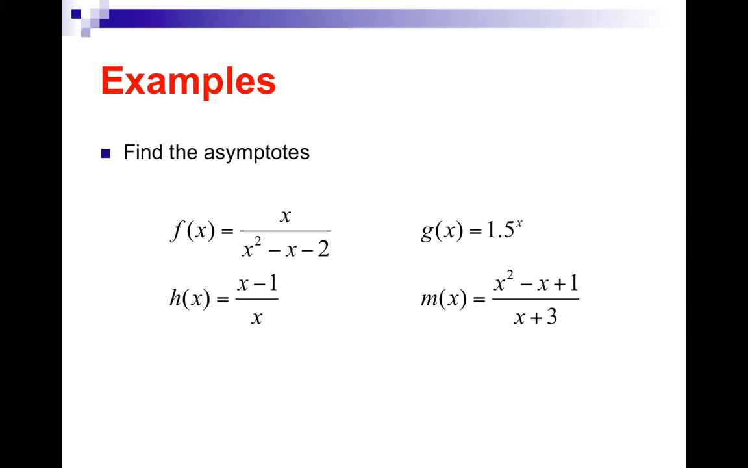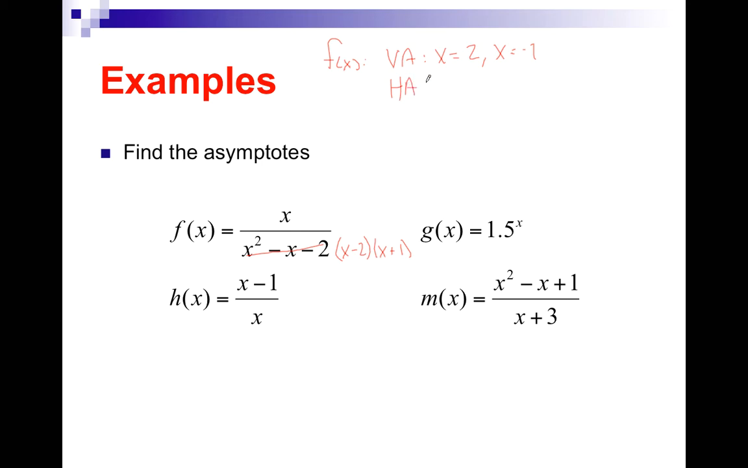So let's go ahead and find a couple. Let's find all of our asymptotes. So for f of x, my vertical asymptotes are anything that makes the denominator 0. It might be handy to factor said denominator to x minus 2 and x plus 1. Well, that means my vertical asymptotes are x equals 2 and x equals negative 1.